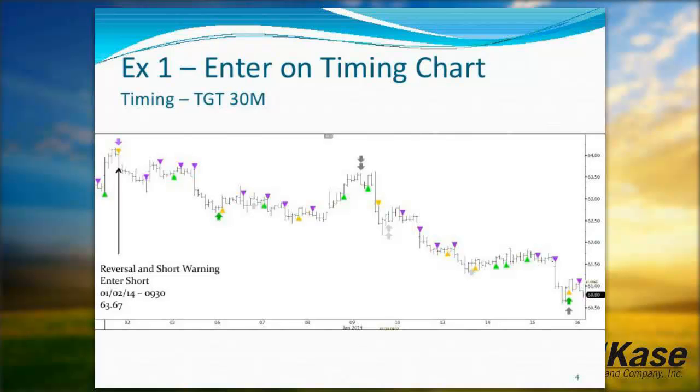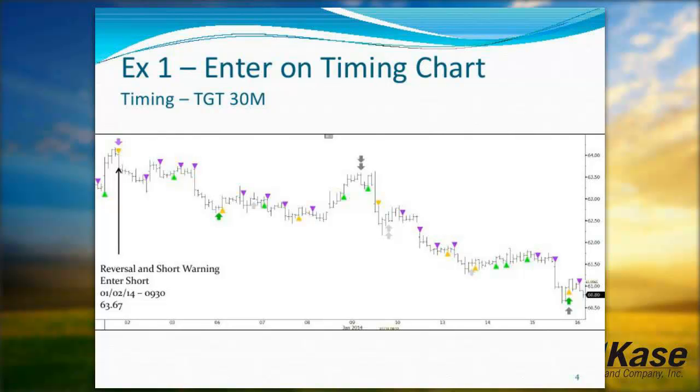So let's go through this example here. Trade 1, entering on the timing chart. So we're looking at our 30-minute chart. As the market's coming up, it makes a high. We get a bearish turn signal plus a green or yellow arrow. So we get the short entry signal. It's the pierced dart. We're going to go ahead and go short there.